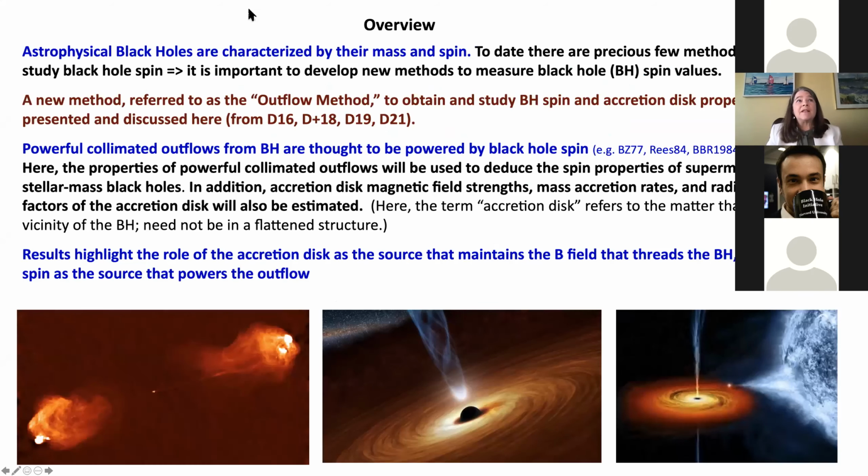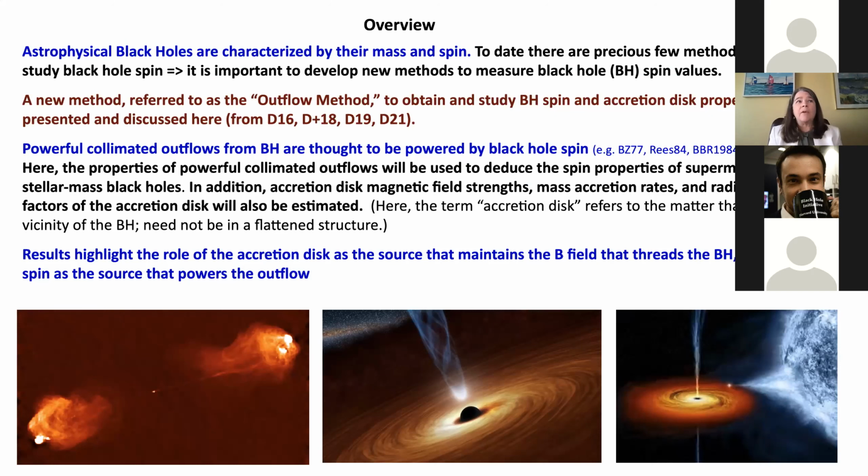So, as many of you know, astrophysical black holes are characterized by their mass and spin. And there are very few methods to obtain and study black hole spin. So there's strong motivation to try to develop new methods to obtain and study black hole spin and accretion disk properties. That's what I'm going to be focused on today. And as I mentioned, the results I'll be presenting are summarized in these 4 papers.